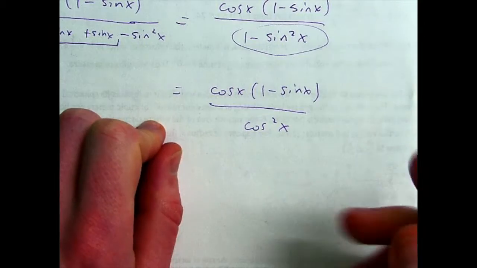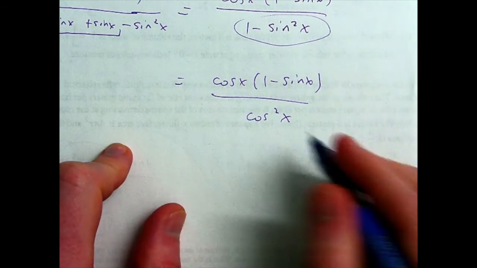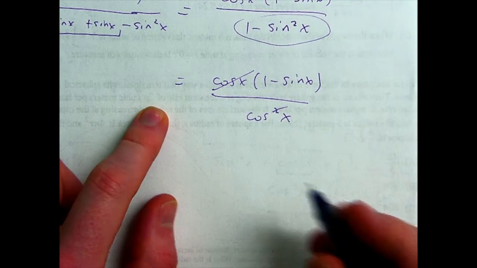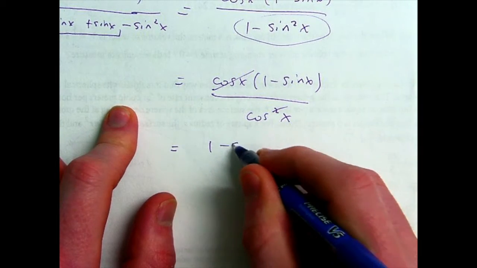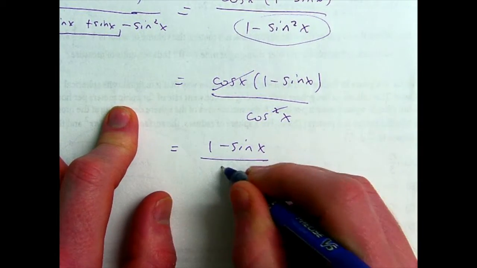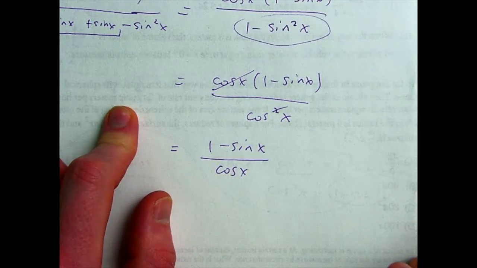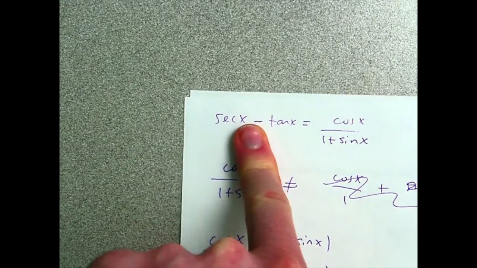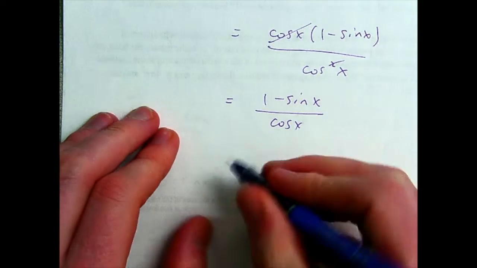Okay, that's cool. But now we can do a bit of cancellation, right? A copy of cosine x here will cancel one of the two copies of cosine x in the bottom. So that leaves us with 1 minus sine x over cosine x. And then if you remember, what we're trying to get to ultimately is secant x minus tangent x. That's two terms, so it stands to reason that we should try to make this two terms. In other words, split the fraction.